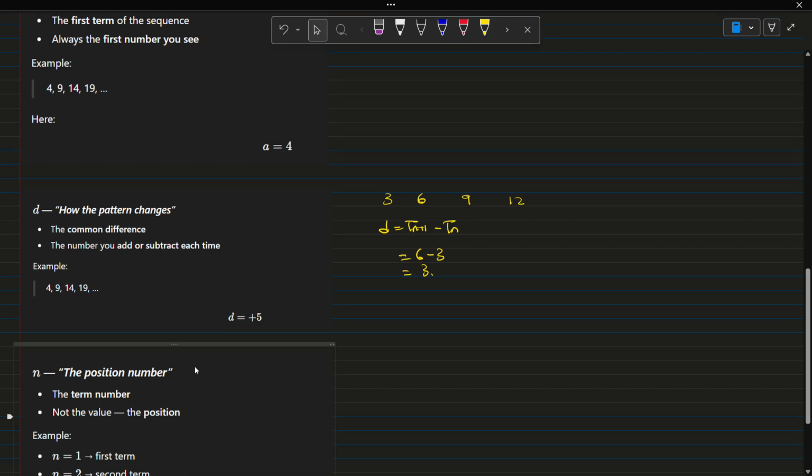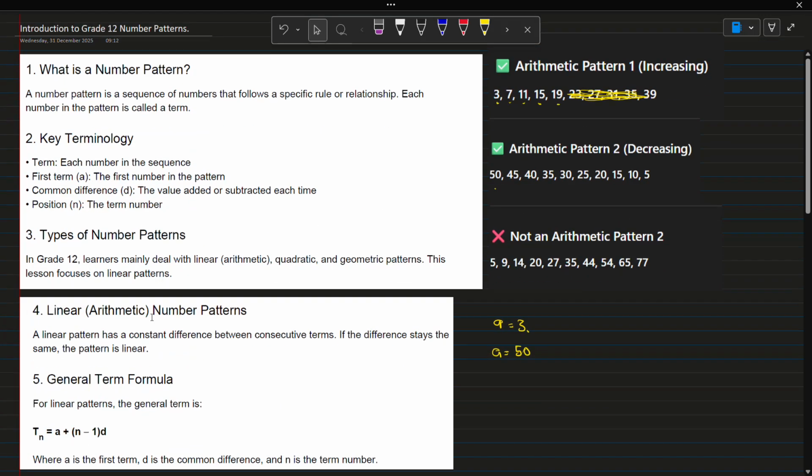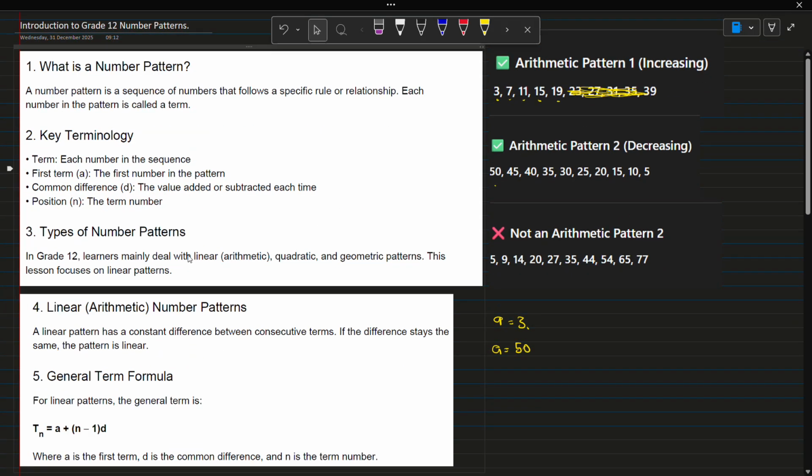Then the next one we're going to look at is the nth position. The nth position simply tells us where we are in the sequence. So we have 1, then 2, 3, 4, 5, 6, 7, 8, 9. This simply tells us where we are on the pattern. If they ask, what is term 2? Term 2 is 45. The 45 is the Tn. This is the actual value on the pattern, the actual value on that position.